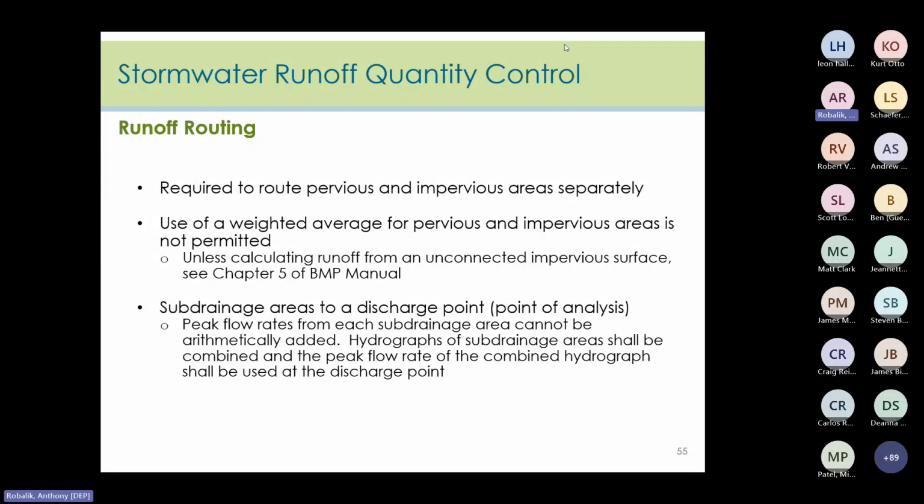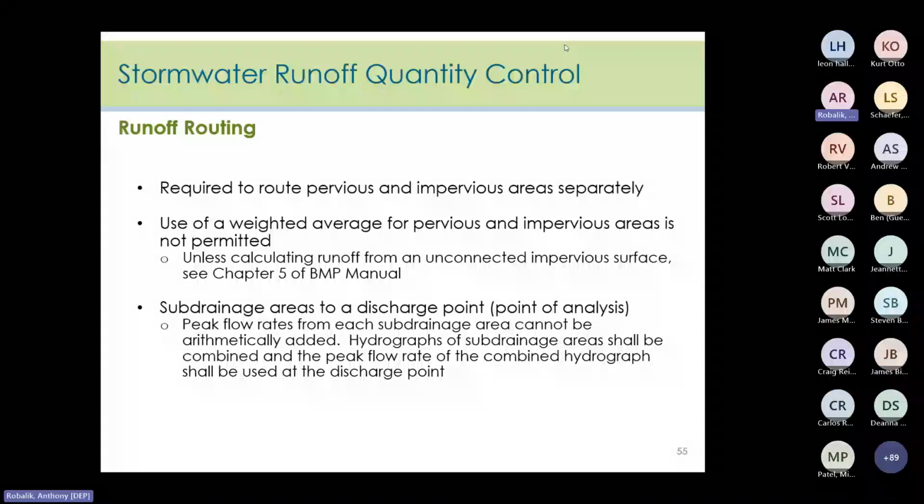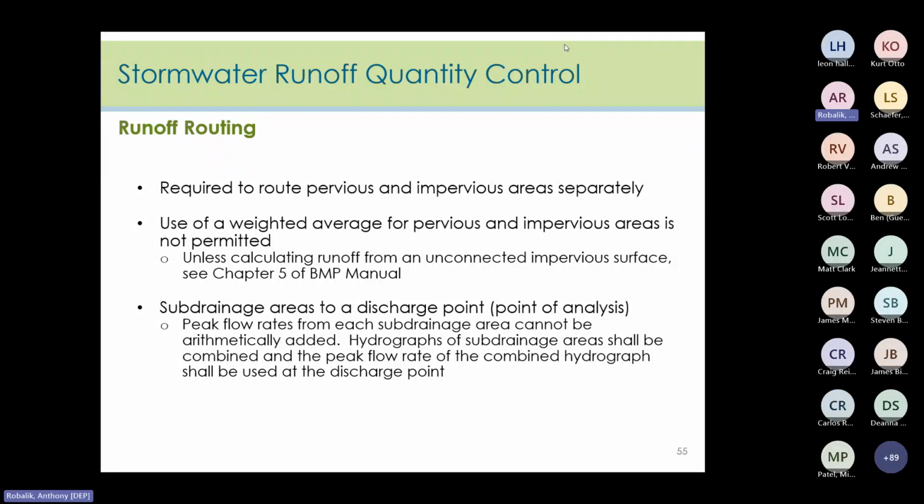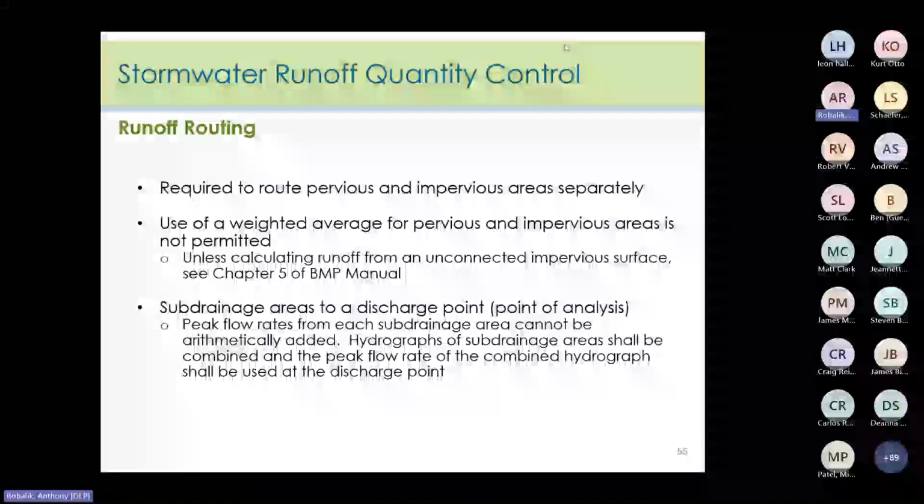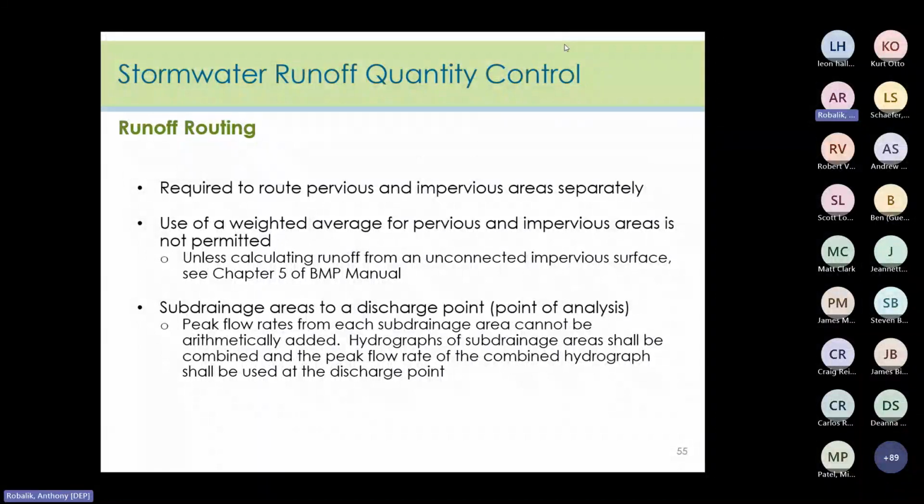Off-site discharge point, or POA, receives runoff from several sub-drainage areas. Peak flow rate at the discharge point cannot be an arithmetic sum of the peak flow rates from each of the sub-drainage areas. The hydrographs from each sub-drainage area should be combined to find the peak flow rate at the discharge point.